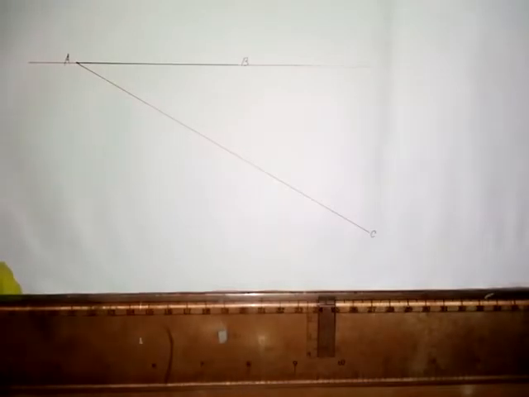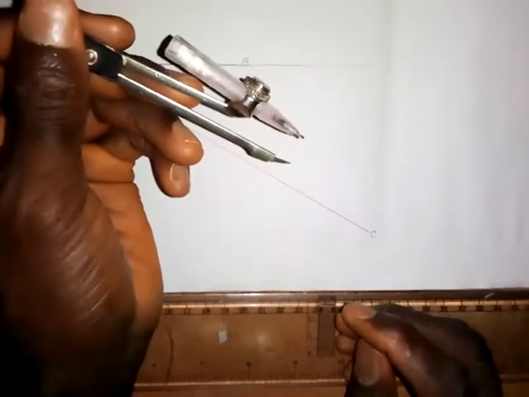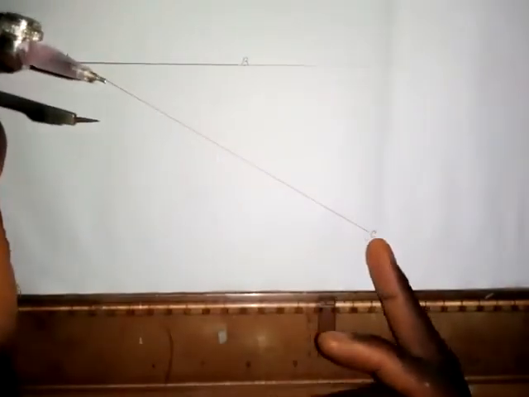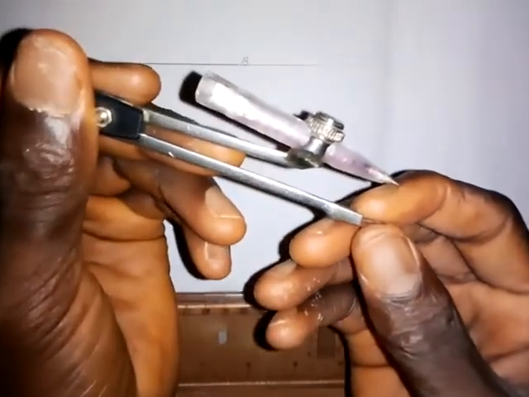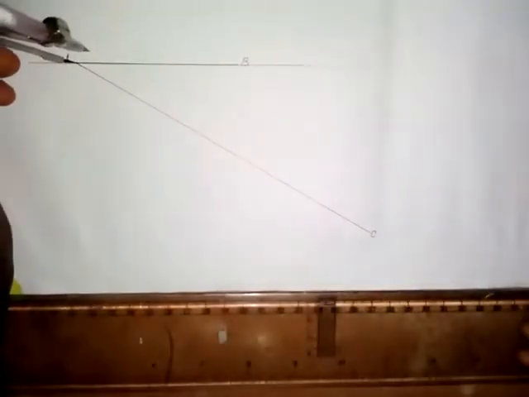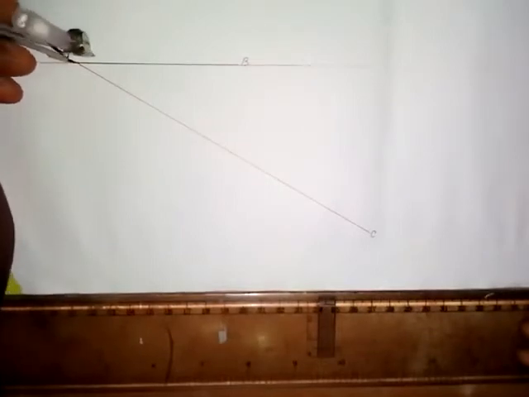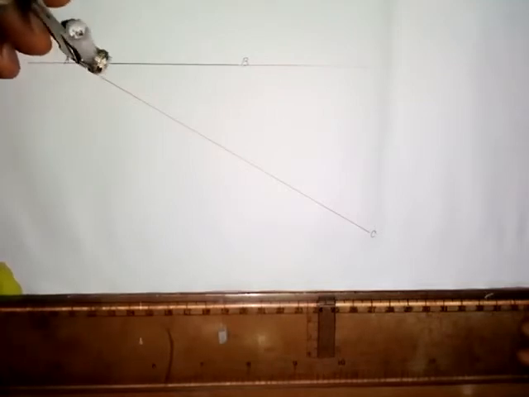Now you take your compass and extend it to any convenient radius. It may be small as this. Depending on the length of the line, you have to be conscious of what you are doing. Nobody is going to tell you that you should take 1 centimeter or 2 centimeters as the radius you are going to use here. You are the one that will determine that yourself. So I'm okay with this radius. You take this radius, you put it at point A here, and starting from point A, you make an arc on line AC like this.